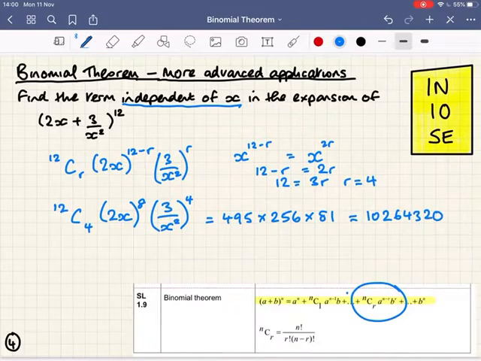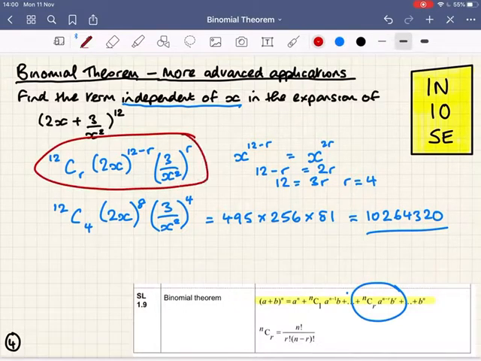10264320. That's not quite so easy, but this method that I just showed you of working out algebraically to find your way to the exact term will save you a lot of time than having to work out every term or using trial and error to get to the answer. Of course you'll get there, but it'll just take you a long time.